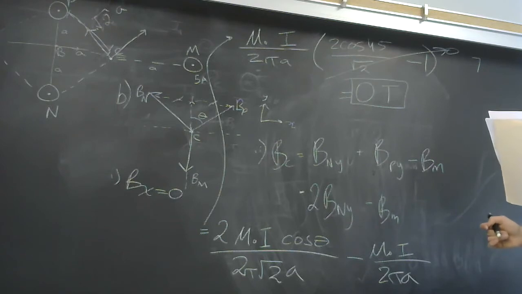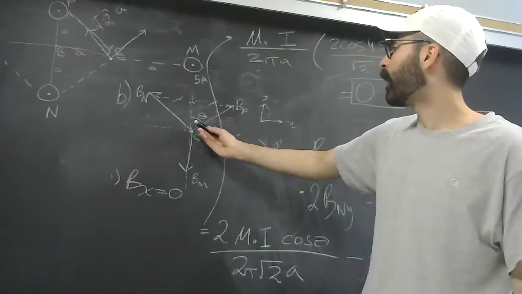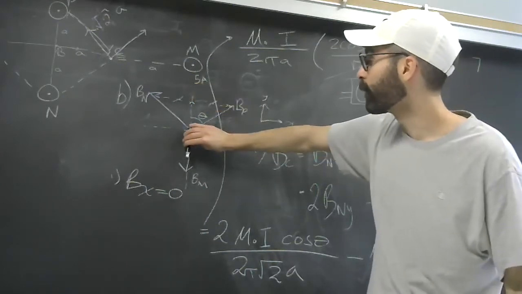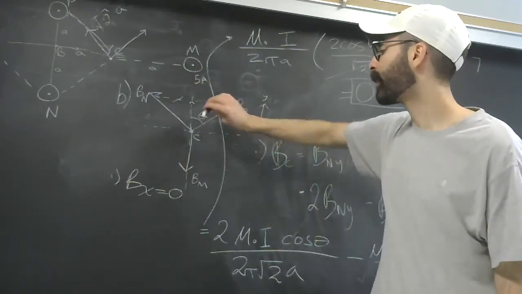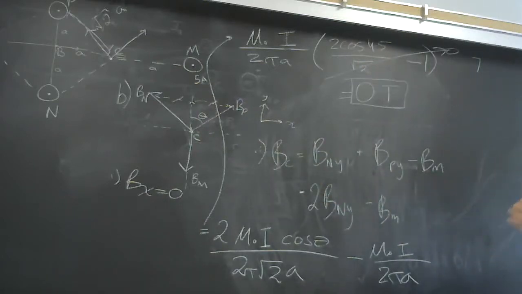Okay. So in reality, if we think about what that means over here, these two guys pointing straight up counteract this B_M pointing down here. So the y components of B_P and B_N counteract B_M, which is pointing down.